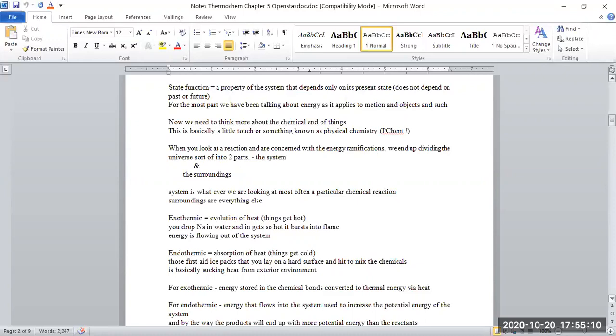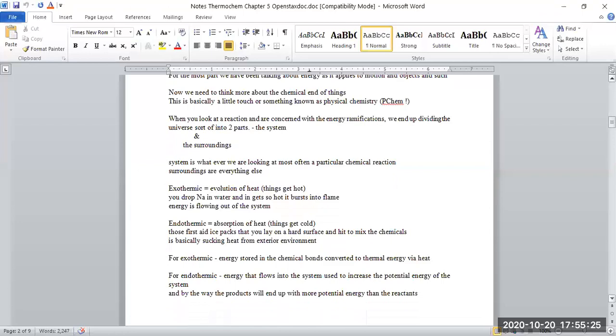Exo, think about that in terms of exiting. Your heat is flowing out of the system. It is going toward the surroundings. So exo and exit kind of go together.